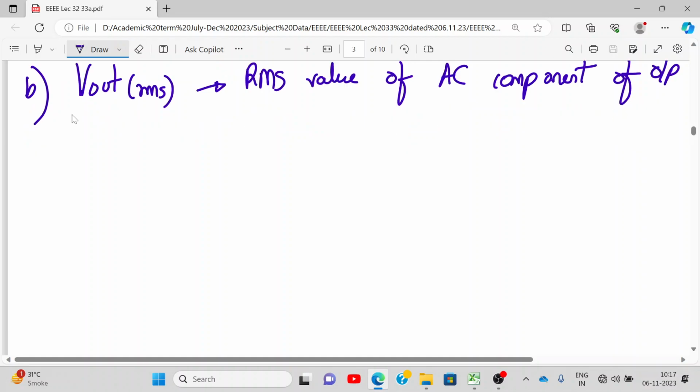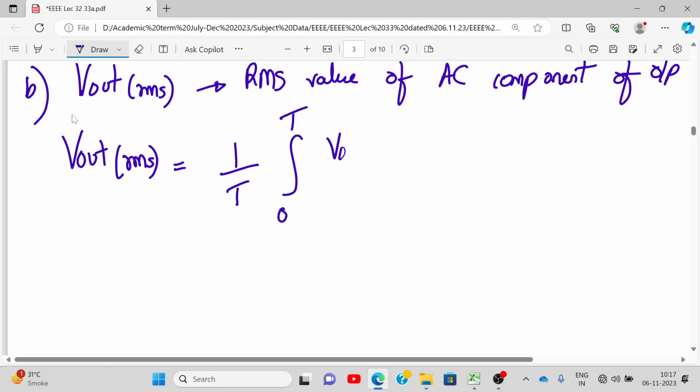So how do you find this? There is a standard formula. V out RMS is 1 by T integral 0 to T V out square omega T d omega T, the whole raised to half. Or you can write V out square RMS is 1 by T integral 0 to T V out square d omega T. So let's find this out. Here we have T equal to 2 pi. And from 0 to pi, V out is Vm.